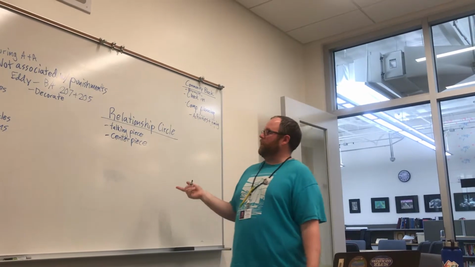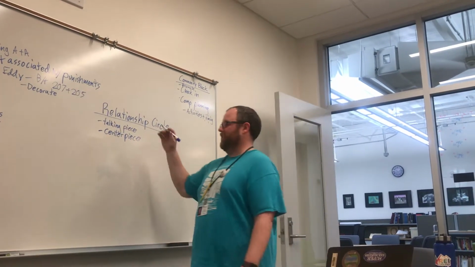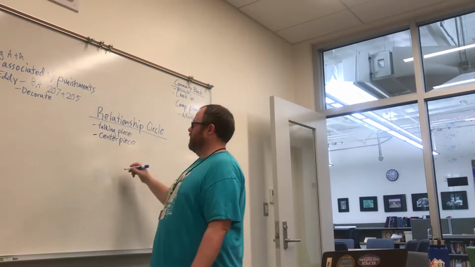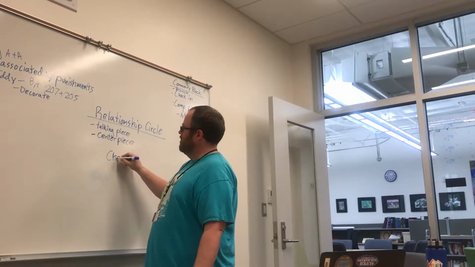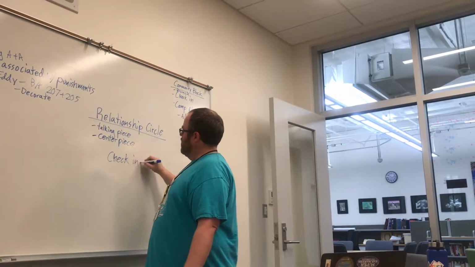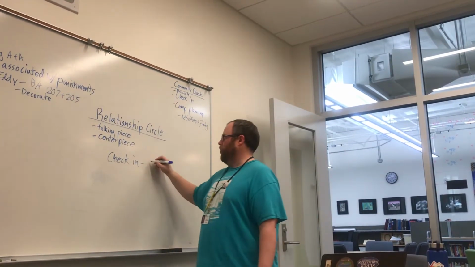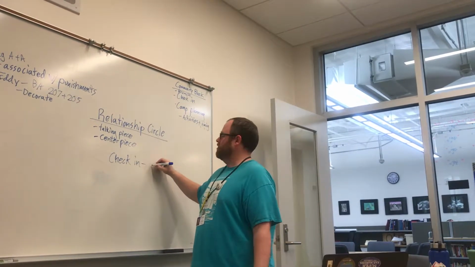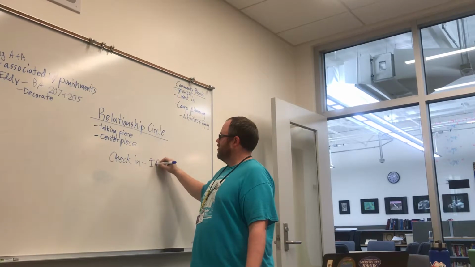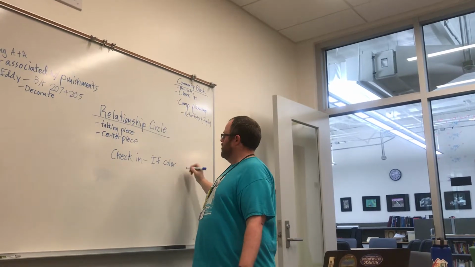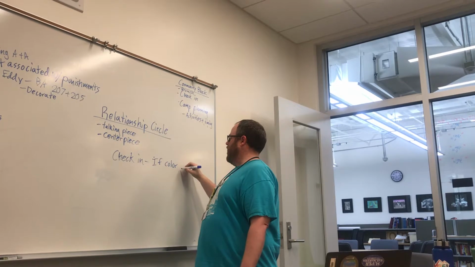And the really important thing with the relationship circle is the steps of it. So the first thing you have is a check-in. A good one that I use is, if you were a color, what color are you today? And then, why?